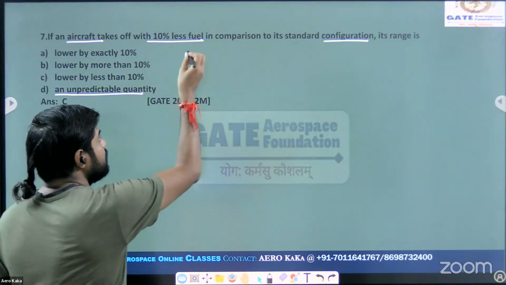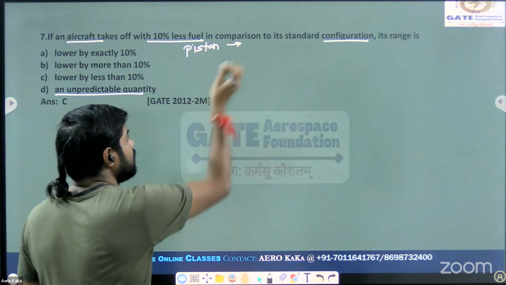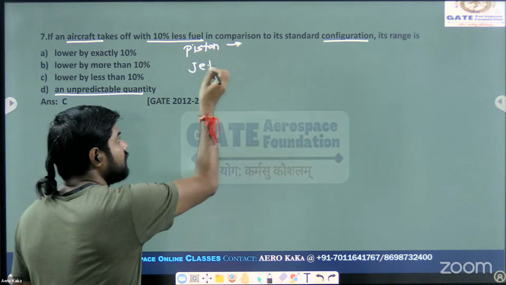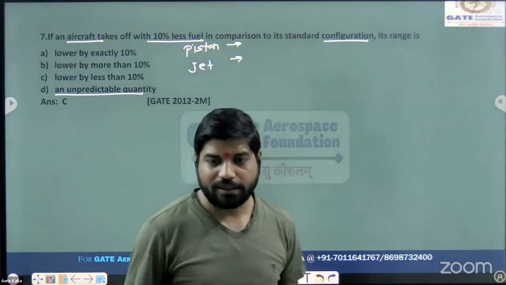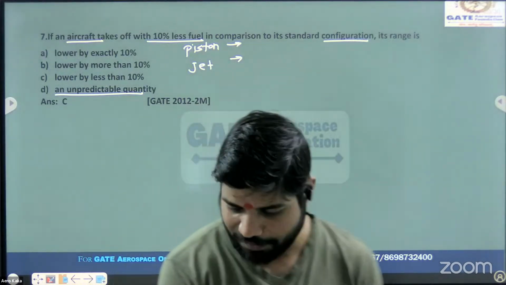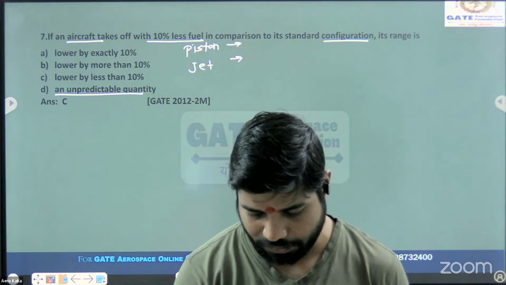For piston engine aircraft, and then for jet engine aircraft. What's the formula? Please keep revising as much as you can. Otherwise, you will struggle during those 3 hours.